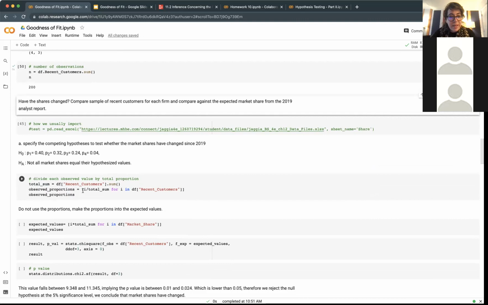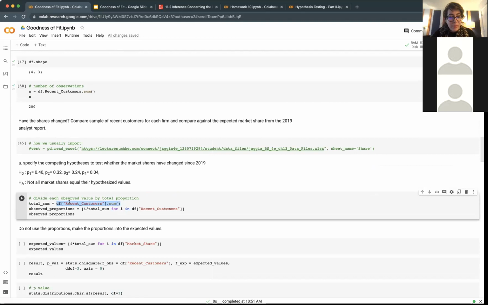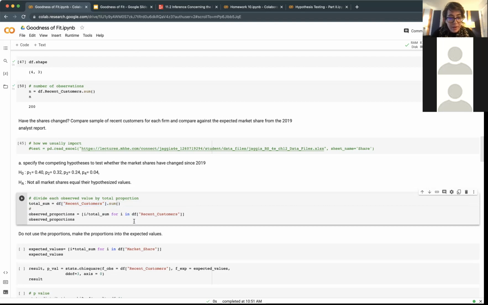So this is creating that value of n that I just found. This is just another way to specify that column. From the data frame, this is the total number of observations. And this column here creates a list, and it iterates between each value of recent customers and divides it by the total sum, or n.